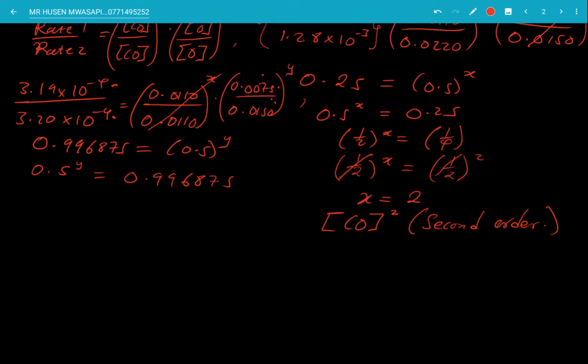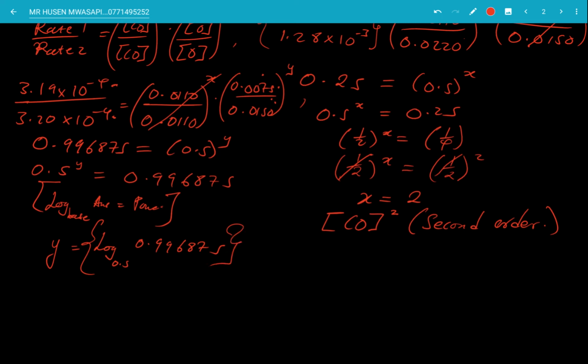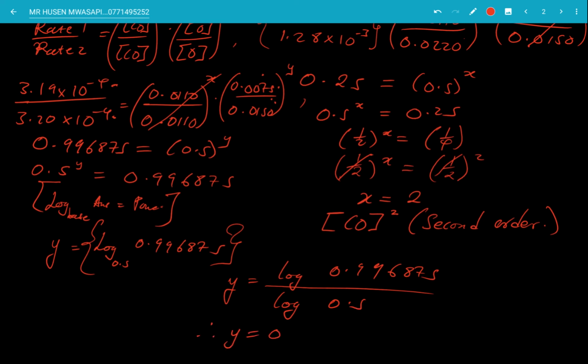0.996875. So basically what we can do here is round off, or we can just use the basic knowledge of logs. We know that log base answer should give you the power. So here I can get the power: log, my base is 0.5, my answer is 0.996875. If I compute this by first converting, I have y being equal to log of 0.996875 over log of 0.5, and I'm getting my y being equal to 0.